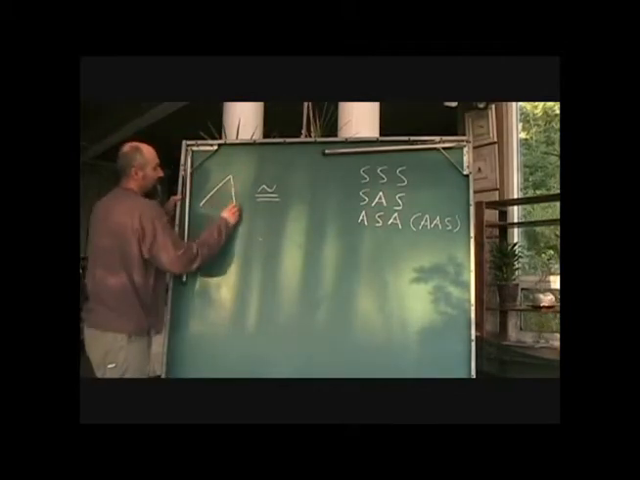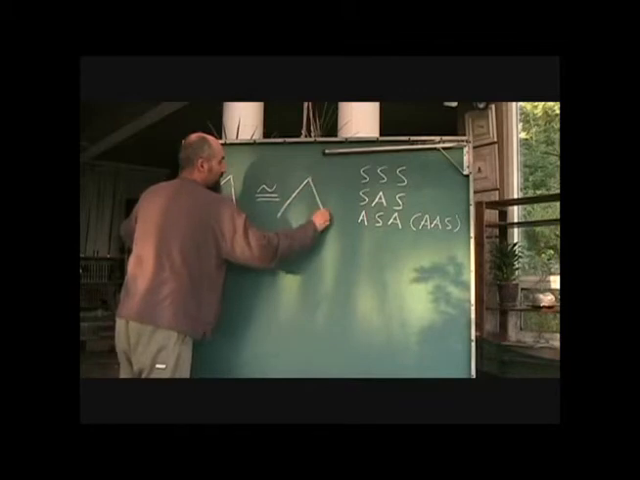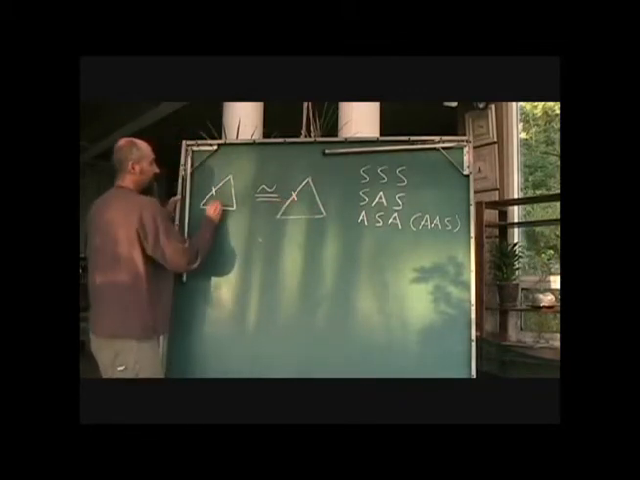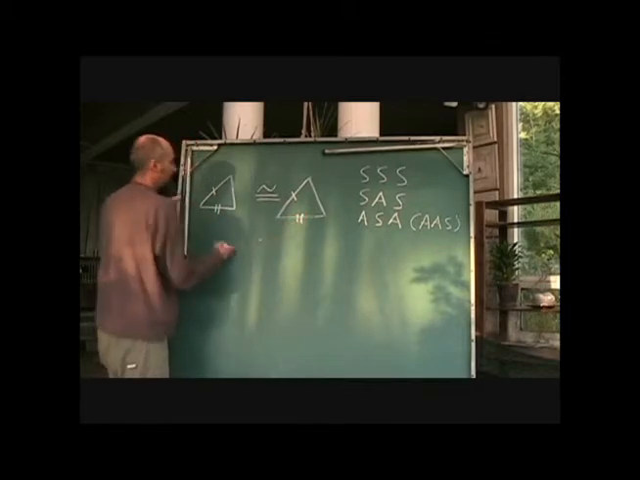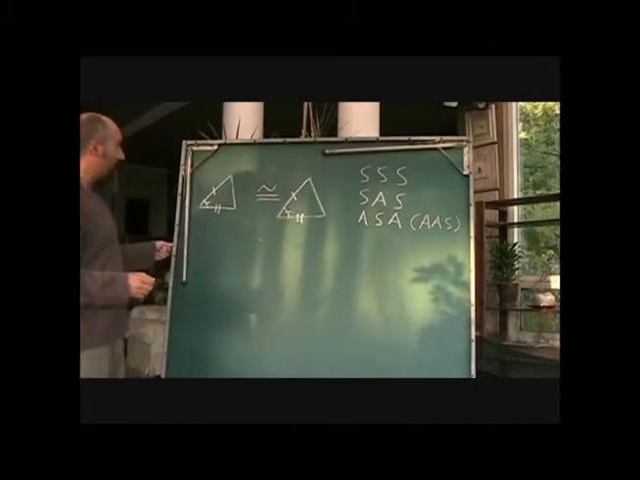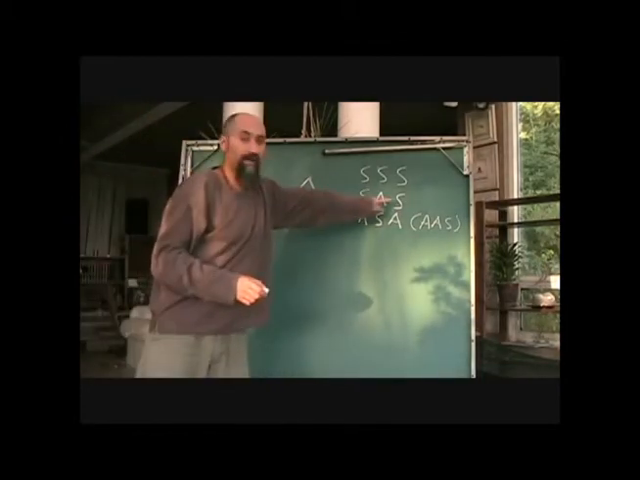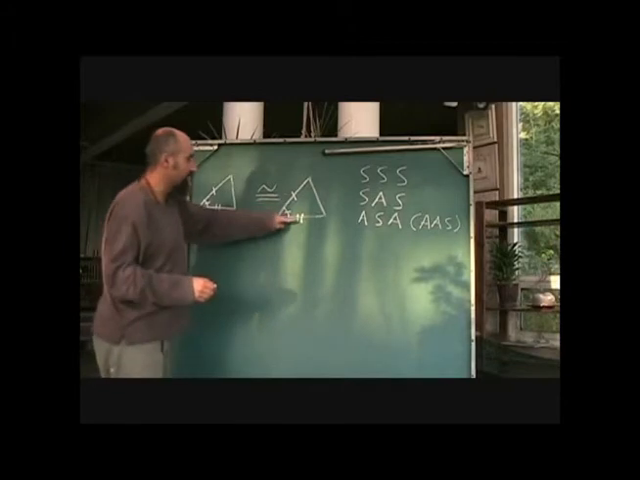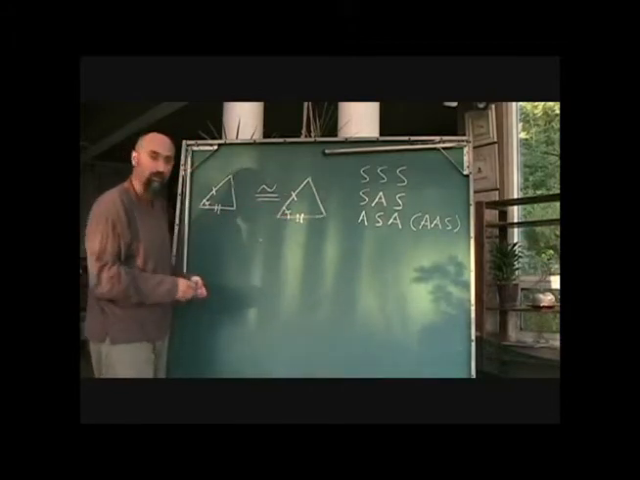They could also give you two triangles. They could say this side is equal to this side, and this angle is equal to this angle. Well, what you have here is side, angle, side. Side, angle, side. So these two triangles would be congruent.